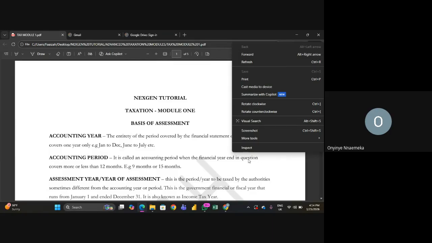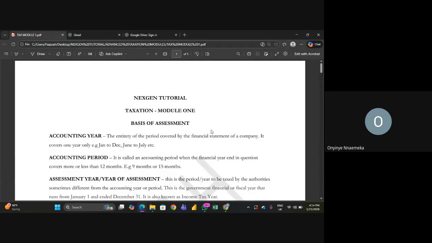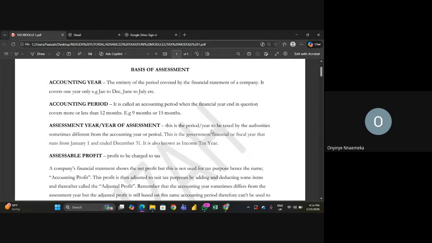So now we have year of assessment. Year of assessment is just the year in which the tax authority wants to charge that particular business to tax. It is the year that you are to pay your tax or you are being charged to tax, right? It's also the government fiscal year, from January to December. It's known as the income tax year. Of course, that's the definition.